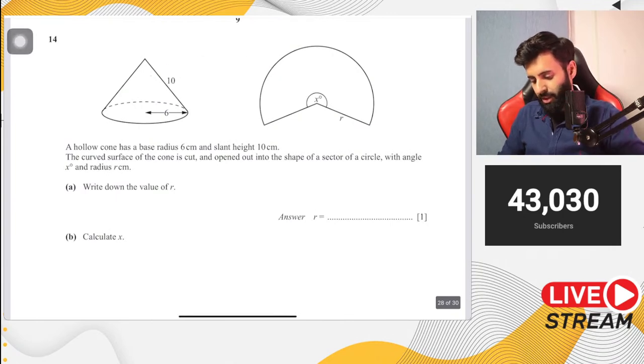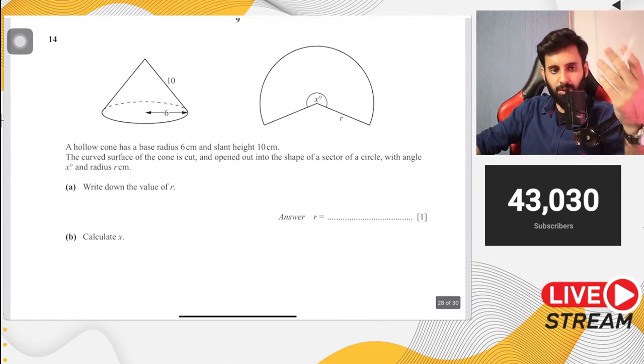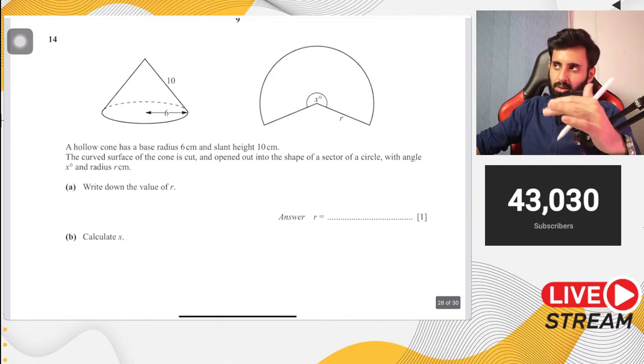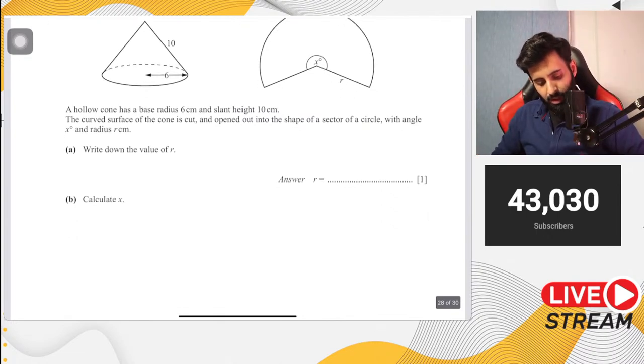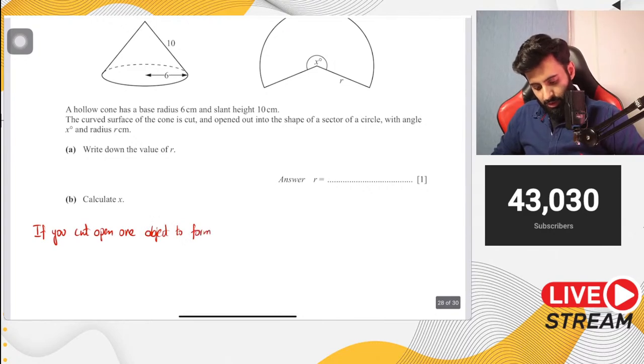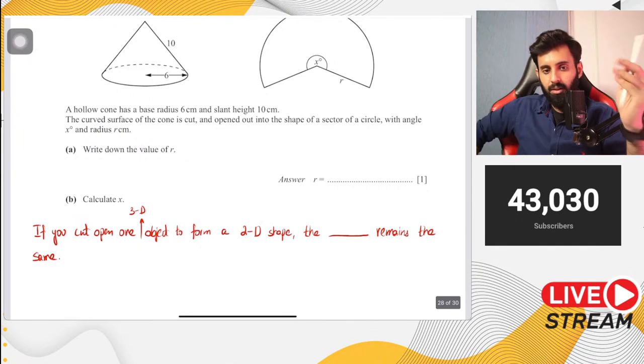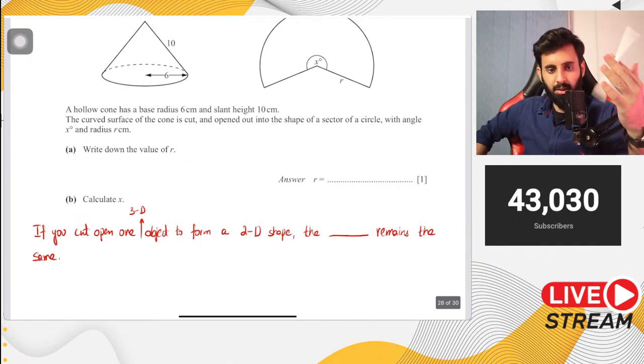Now, during this process, remember, whenever you cut open one object and make another object, and it's a 3D object to a 2D object, I'll repeat what I said. In fact, I'll just write it down. If you cut open one 3D object to form a 2D shape, what remains the same? The blank remains the same. Why don't you guys answer that? If you cut open a 3D object and make a 2D object out of it, what is the one thing that does not change?